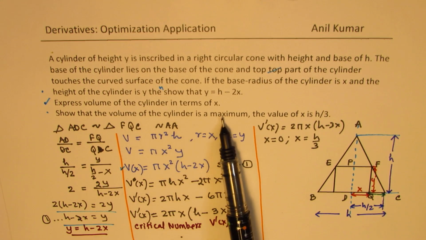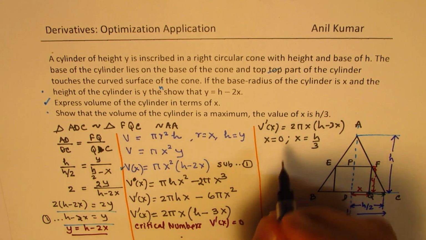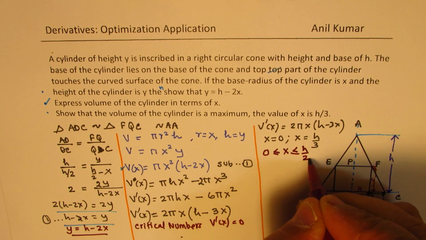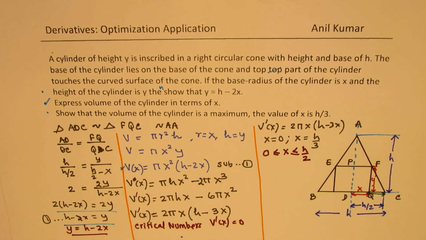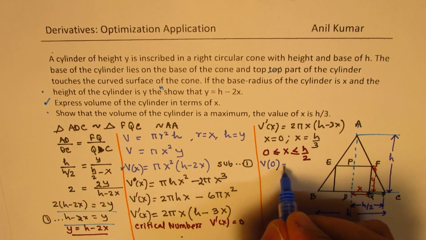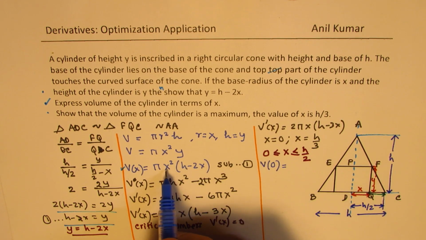We have to show that the maximum occurs when x is equal to h by 3. Now remember that this x has a defined boundary condition. So we can write that this x value is actually only between 0 and h by 2. Now since we have a boundary condition, we can find the volume at all the 3 points, the boundary and the critical number. So the volume at x equals 0, if I substitute into the volume formula we already have here, I get this as 0, right?